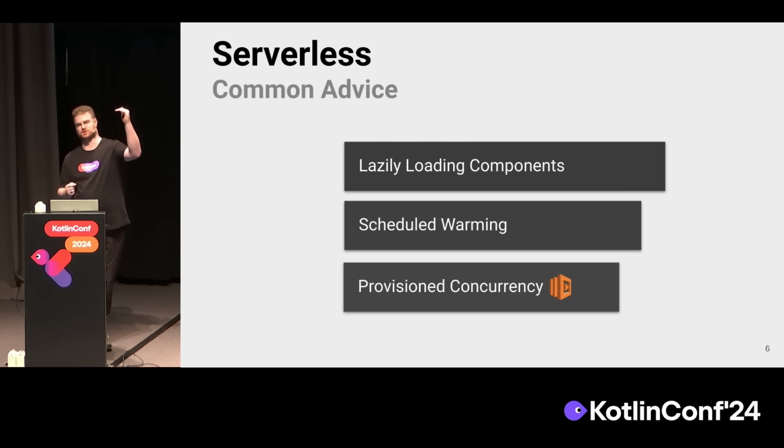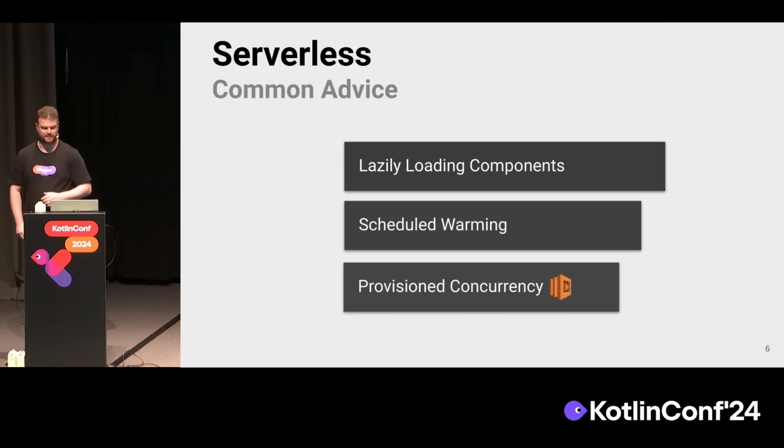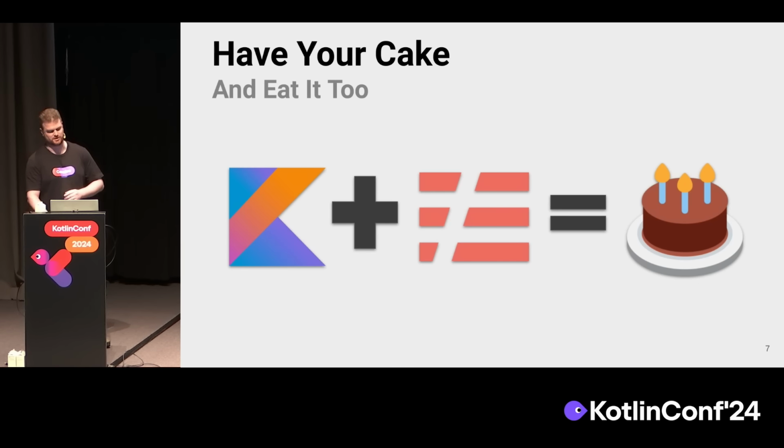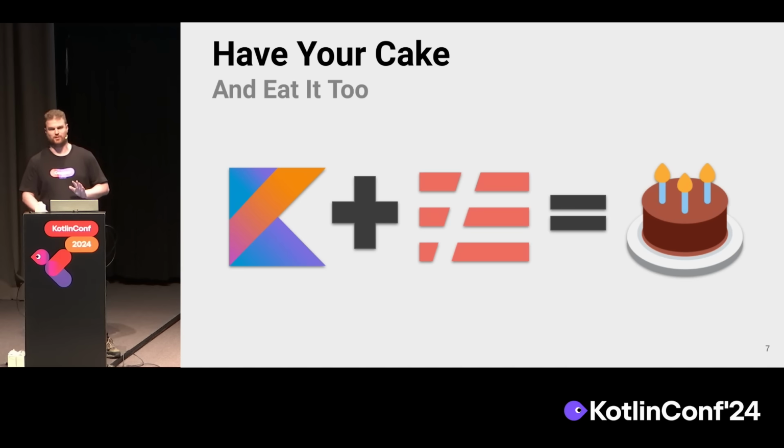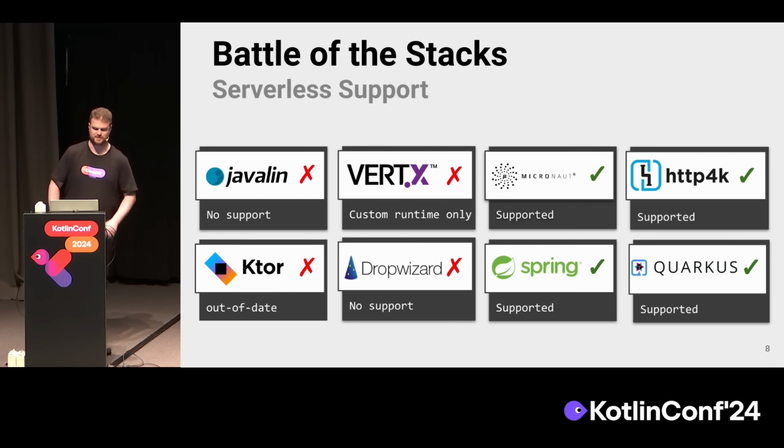And if you're over provisioning, then you're overpaying. And we all know that Lambda can start to get pretty expensive sometimes. So we want to avoid that. These solutions can help, but they're not the solution. So we're here because we want to have our cake and eat it too. We want to have our serverless Kotlin functions that are fast and don't cost everything. So that's what we're here for. That is what I am going to teach you how to do, to have your cake and eat it too.